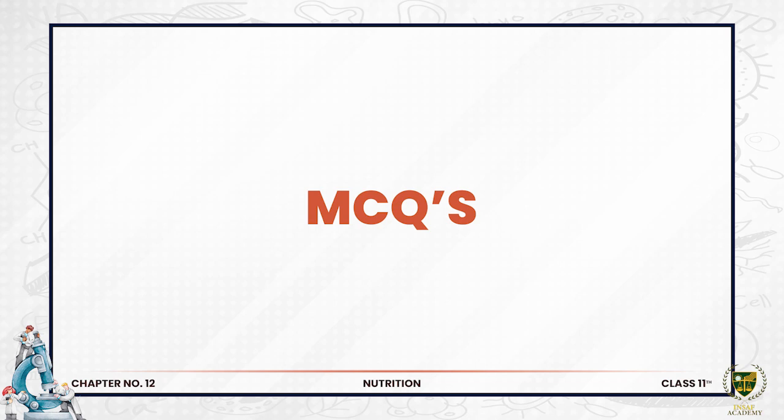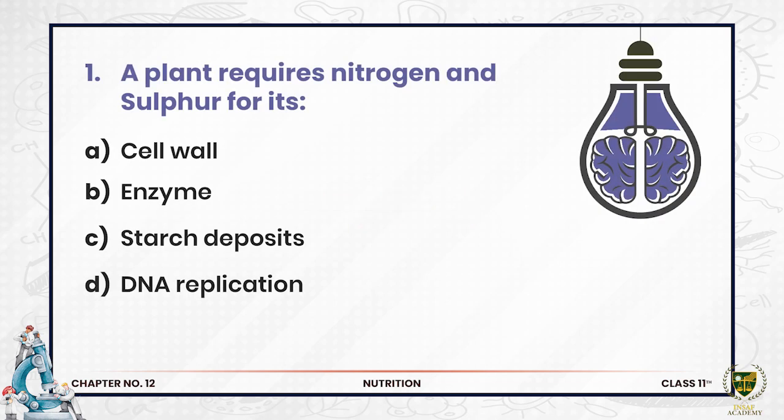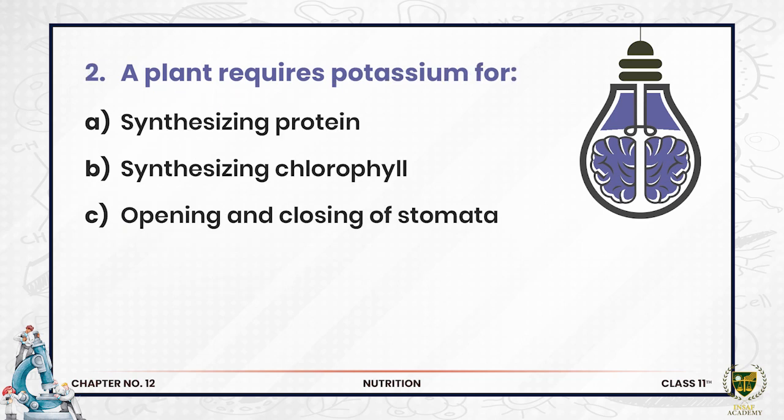So, MCQ number 1, a plant requires nitrogen and sulfur for its: alpha, cell wall; beta, enzymes; Charlie, starch deposits; and delta, DNA replication. So the correct answer is beta option, that is enzymes. MCQ number 2, a plant requires potassium for: alpha, synthesizing protein; beta, synthesizing chlorophyll; Charlie, opening and closing of stomata. So that is the answer, opening and closing of stomata.